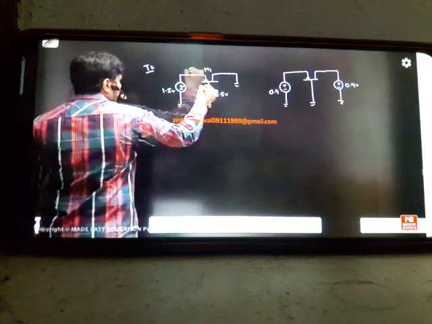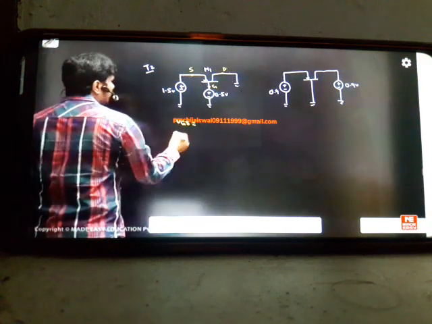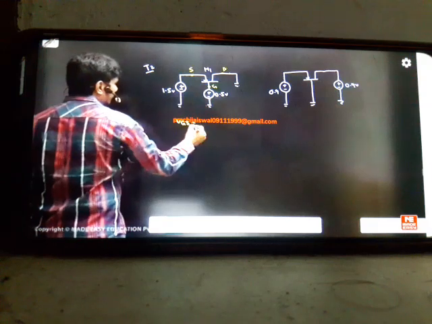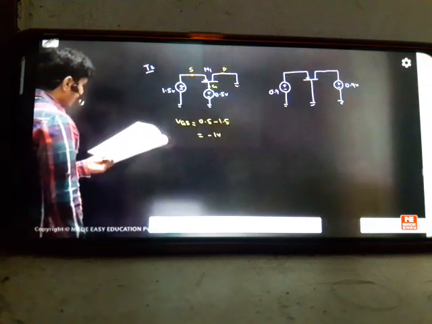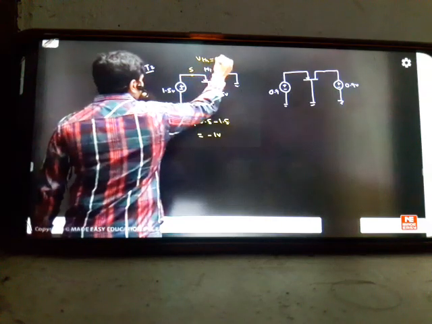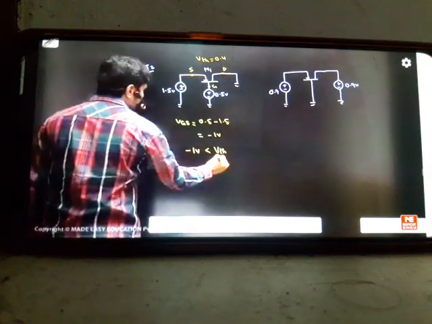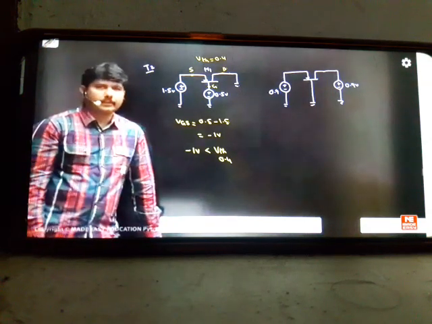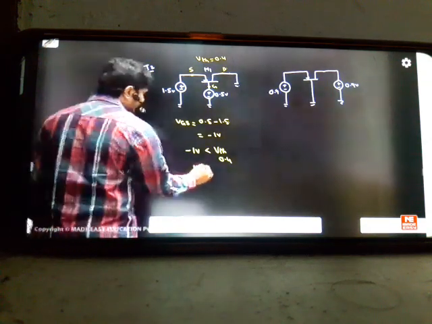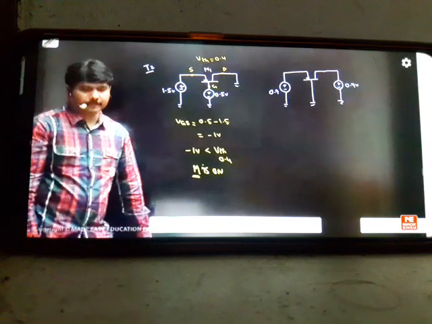This is source here, this is gate, this is drain, correct? First we have to find out the VGS position. G is 0.5, S is 1.5. So 0.5 minus 1.5 will be equal to minus 1 volt. The threshold voltage given in the problem is 0.4. So minus 1 is always less than the threshold voltage of 0.4. Whenever VGS is less than the threshold, your MOSFET is on. M means the MOSFET here. M is on. First point is confirmed.